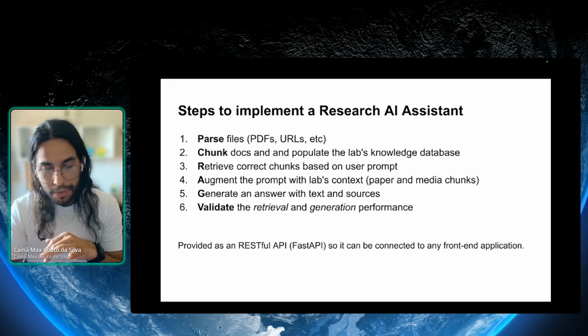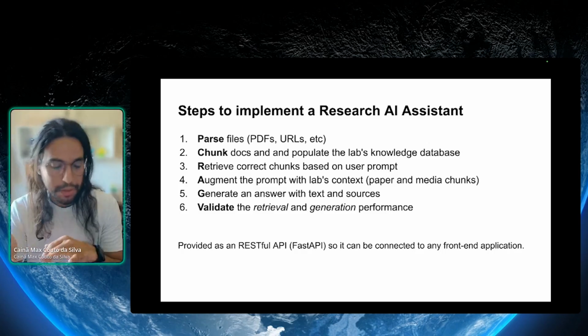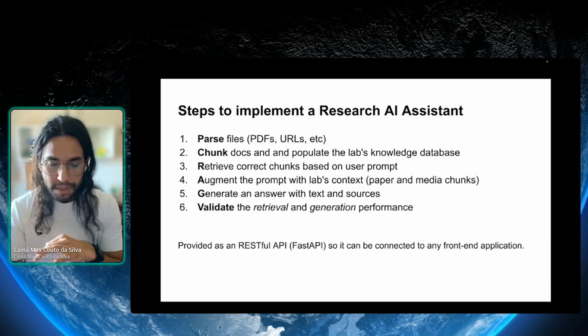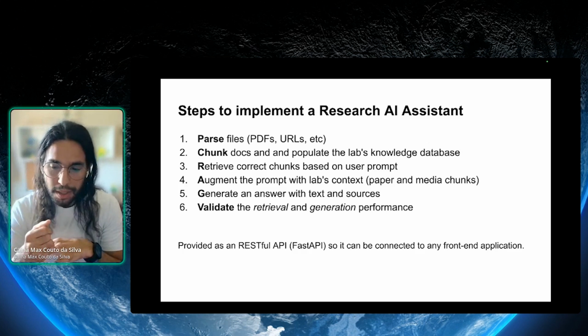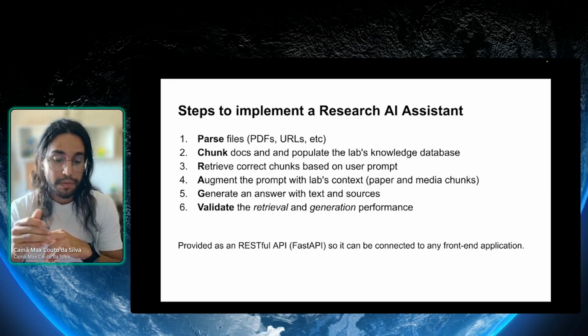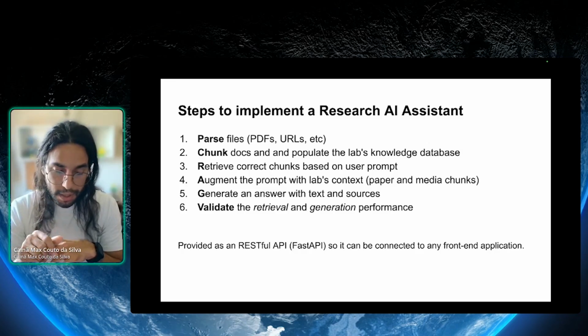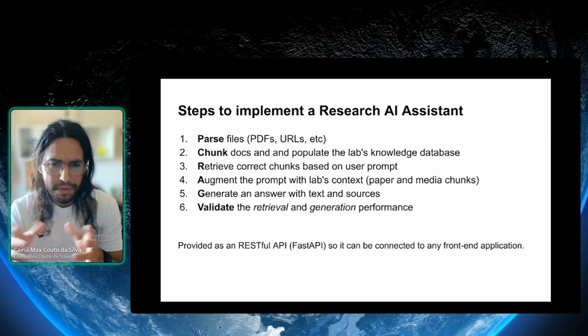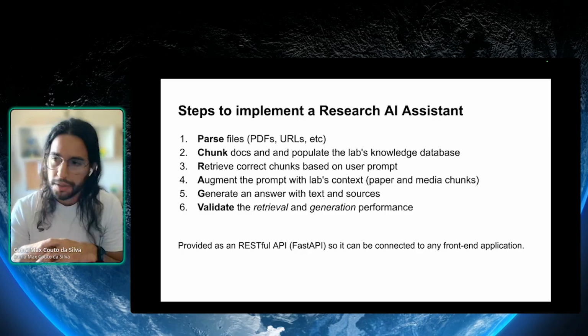Then we're going to apply RAG, retrieval augmented generation. We retrieve these chunks based on the user prompt, augment the prompt with the retrieved context, and then generate the answer and the citations of the sources queried. It's also essential to validate the quality of the retrieval and the quality of the generation of this text. And all of this can be provided as a RESTful API, for example using FastAPI, so I can connect it to different front-end applications according to the user.